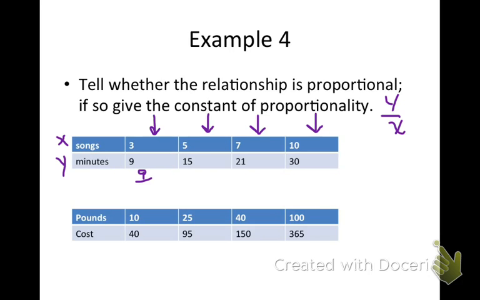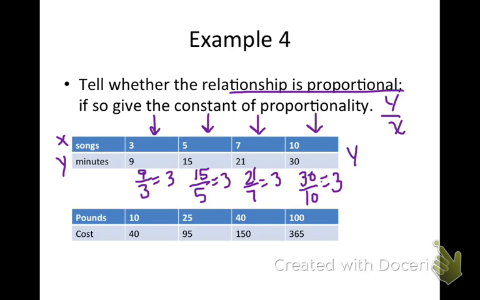So 9 divided by 3 equals 3. 15 divided by 5 equals 3. 21 divided by 7 equals 3. And 30 divided by 10 equals 3. So is it proportional? Yes. Give the constant of proportionality. A would be equal to 3.